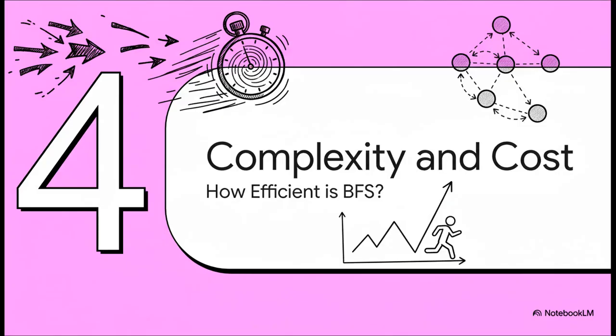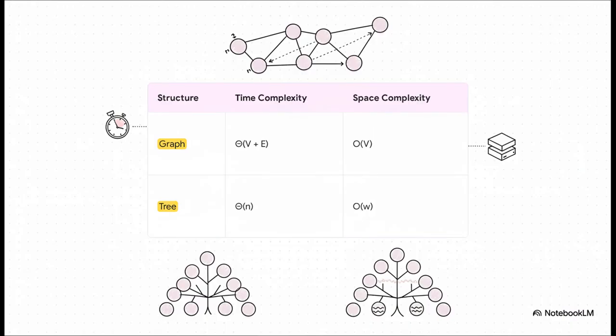Okay, so we know it works, we know it's reliable, but is it fast? Is it efficient? Let's talk about performance, or what we in computer science call complexity. For a standard graph, the time it takes is proportional to V plus E. So V is the number of vertices or nodes, and E is the number of edges or connections. This makes sense, right? You have to visit every node and check every connection once. The memory or space it takes up is proportional to V. Now for something simpler, like a tree, the time is based on N, the number of nodes, but the space it needs is based on W, the tree's maximum width, which is an interesting detail.